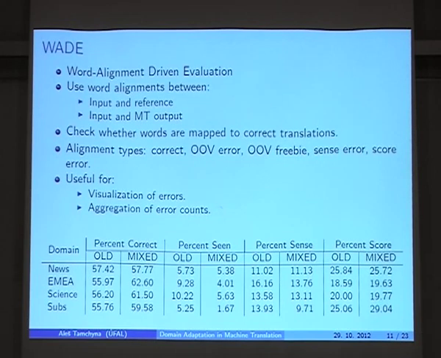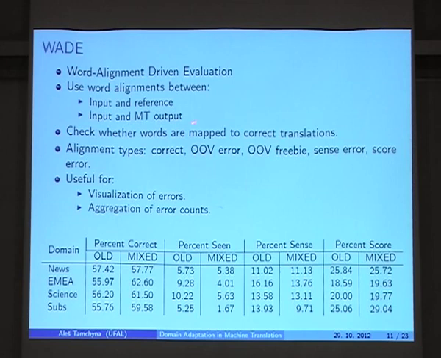Another analysis that we did is called WADE, or Word Alignment Driven Evaluation. It's actually a name of a dog that accompanied us during the workshop. So what do you do? You use word alignments between the input and reference, and between the input and the output of machine translation to check whether words are mapped to correct translations. So you can align the reference and the MT output via the input, and then look at the alignment types. And we annotate the alignment types with a number of categories.